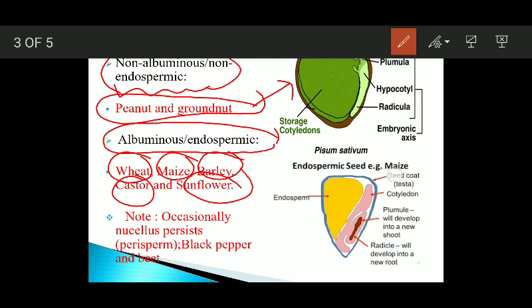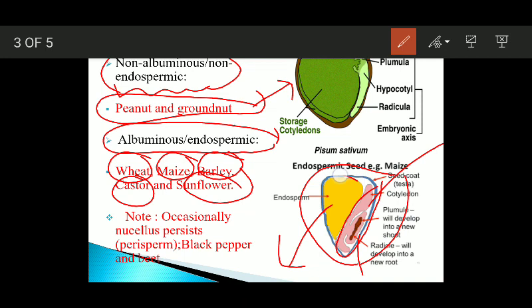Here you can see this is the grain of maize. Okay, a maize grain. This portion here, pink portion, it consists of the embryo. It represents the embryo. And this yellow portion, this broad yellow portion, it is the endosperm.